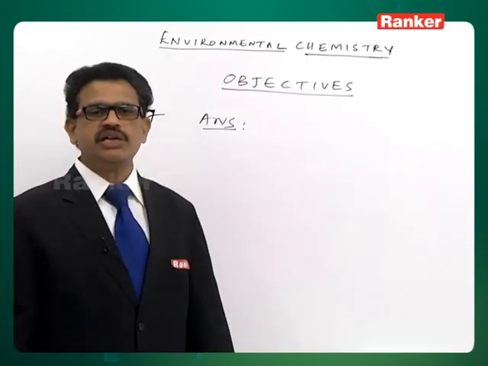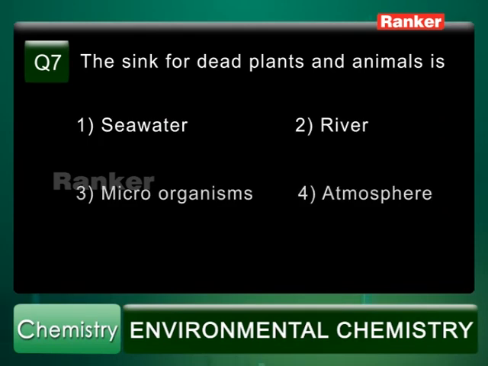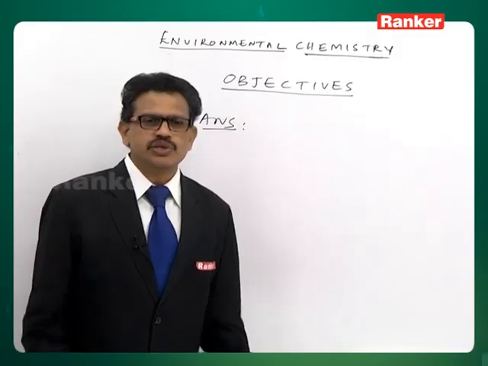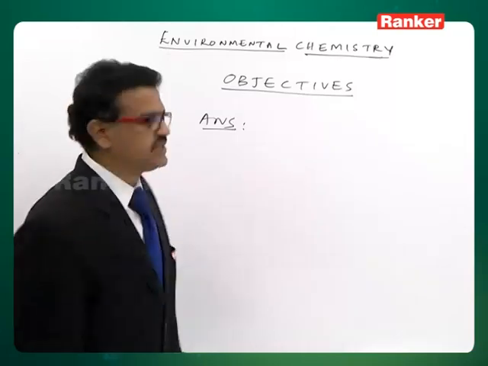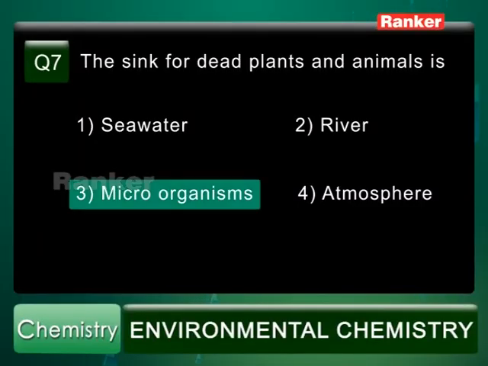Question number 7. The sink of dead plants and animals is: option 1, sea water; 2, river water; 3, microorganisms; and 4, atmospheric air. The sink for dead plants and animals is microorganisms. So we can go for answer 3.